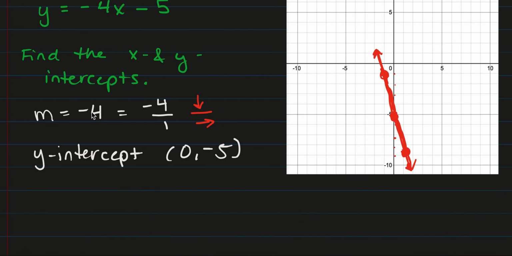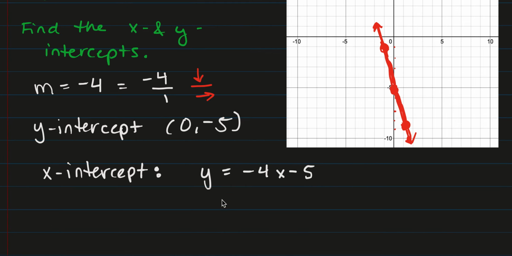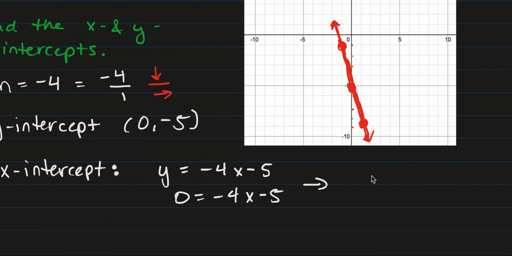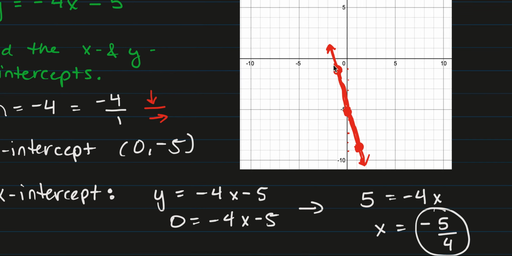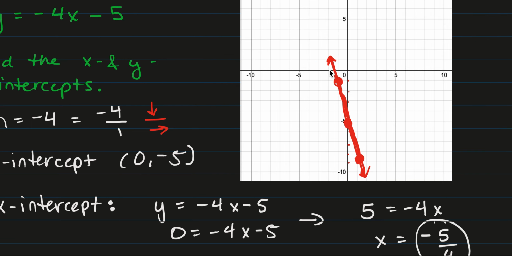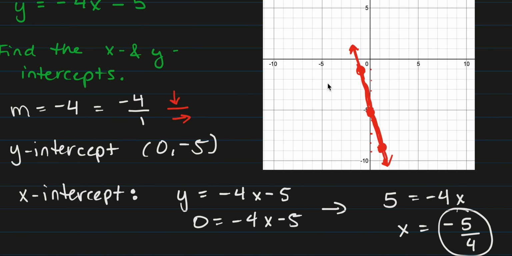Now to find the x-intercept, we need to plug in 0 into y. So if I plug in 0, I get 0 equals -4x minus 5. Move the 5 over, we get 5 is equal to -4x. And then if we solve for x, we get -5 over 4, which is -1 1/4, which is, like I said, between -1 and -2. Great.